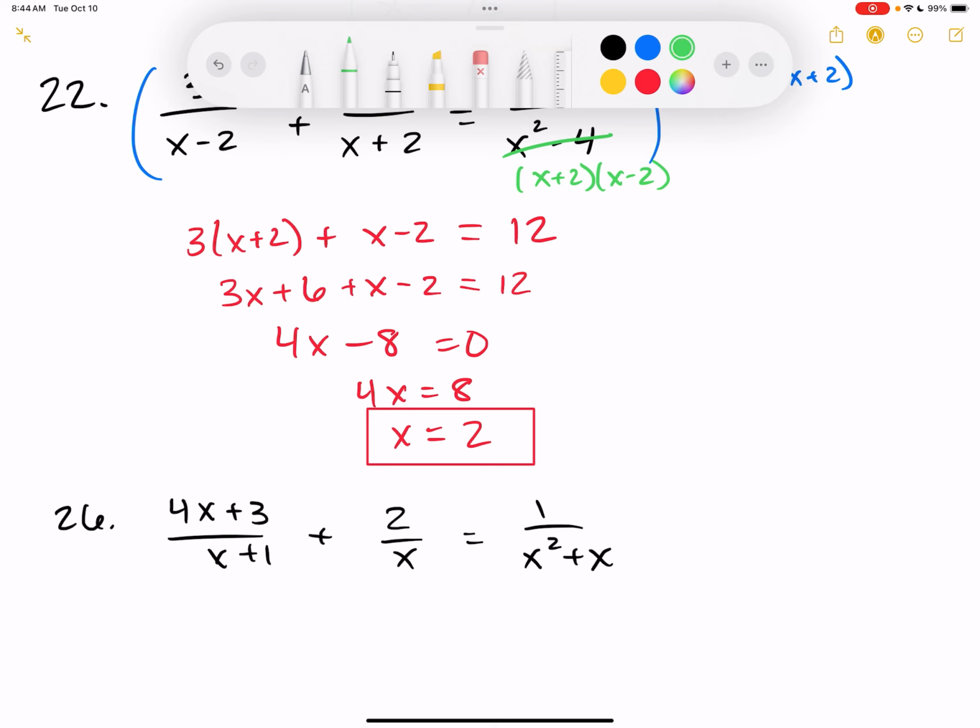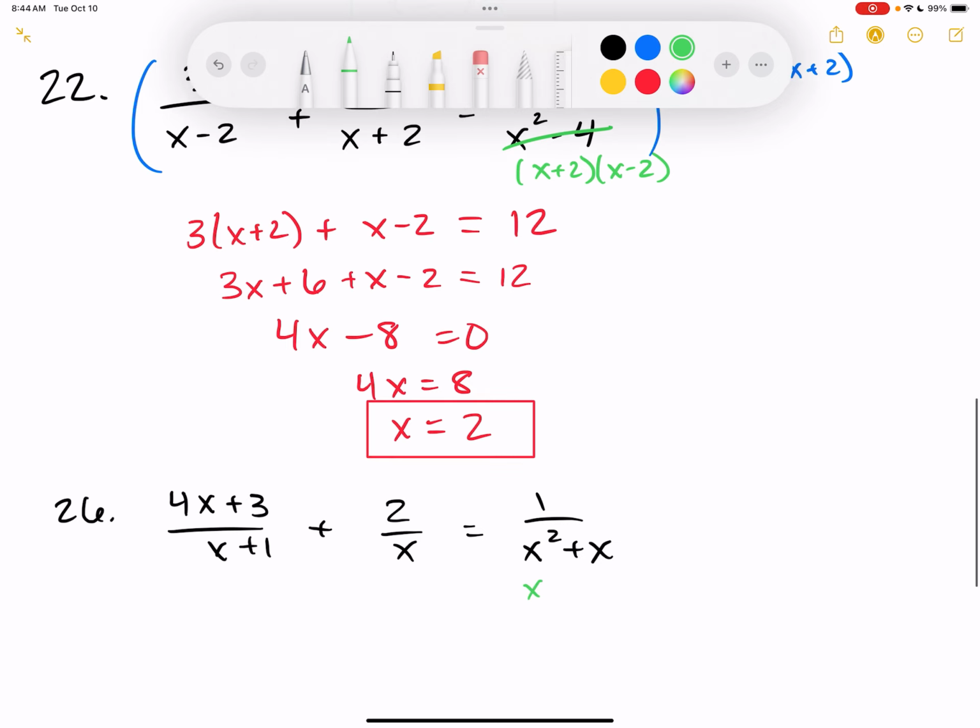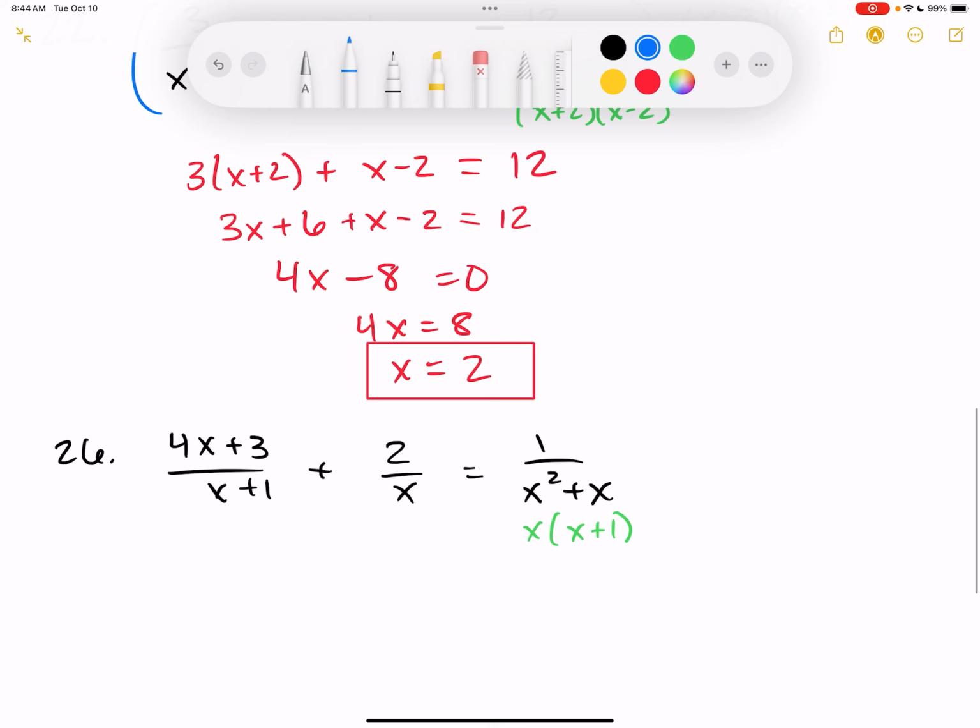All right, so again, I want to see if I can factor this piece over here. And so I can just take an x out, which gives me x times x plus 1, which works out nicely because now I have the same thing that I have over here. So multiply the entire thing by x times x plus 1. So for the first one, the x plus 1s would cancel, so I'm going to have x times 4x plus 3.